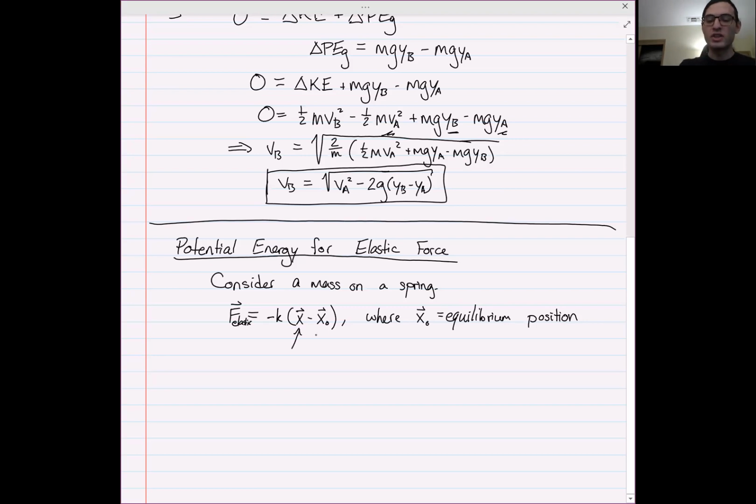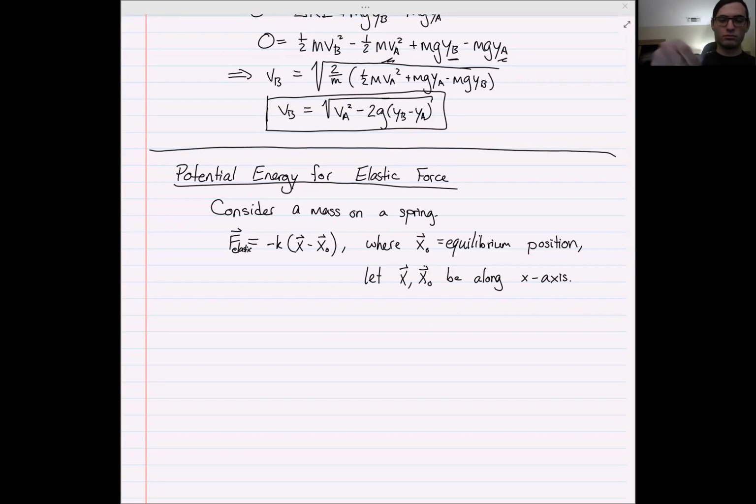Note that these are general vectors that point in arbitrary directions. They don't necessarily have to point in the x direction. It's just the convention that we use. You could replace these with r's if you wanted to. Just for the sake of easy computation, we're going to let both x and x naught be along the x-axis, because it'll make the picture a little bit easier.